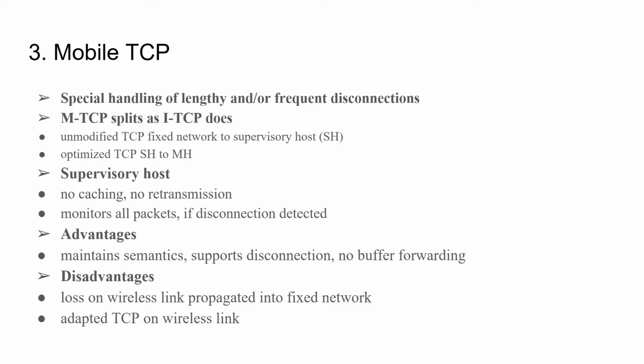So advantages of mobile TCP are it maintains semantics, supports disconnection, and has no buffer forwarding. So these are all the advantages, and it also has disadvantages, that is loss on wireless link propagated into fixed network, and the second one is adapted TCP on wireless link.